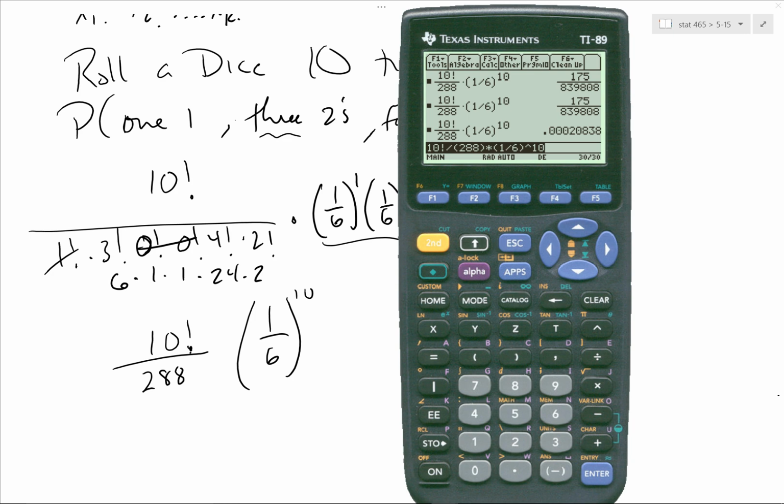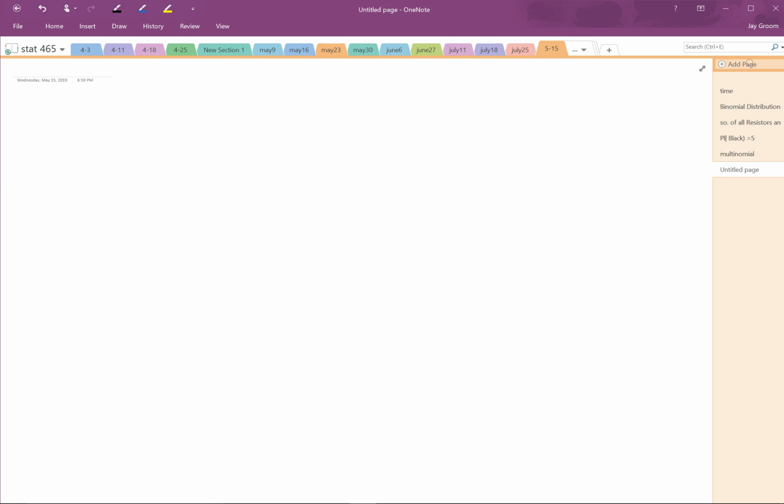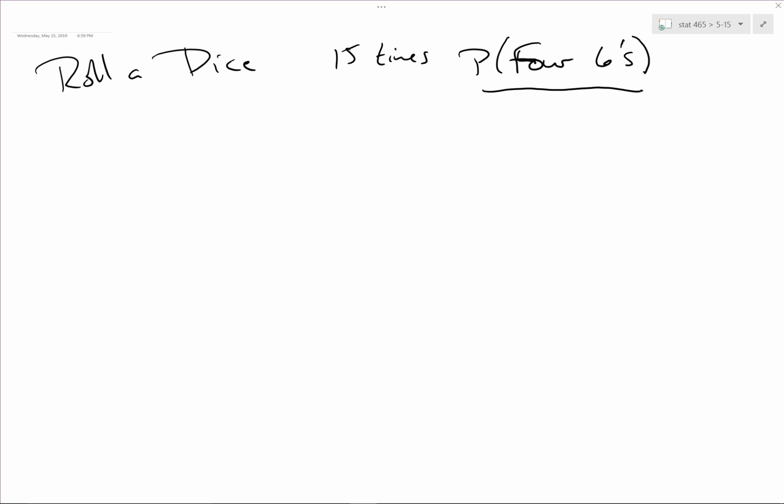Watch this. Listen to how I phrase this question. You're going to roll a dice. Your first thought is what? Multinomial or binomial? It feels multi, but it depends on what I say next, yes? You're going to roll a dice 15 times. That doesn't help, doesn't tell me anything. What's the probability that I get 4 6s? Multinomial or binomial? Binomial, because either I got 6 or I didn't get 6s, yes?